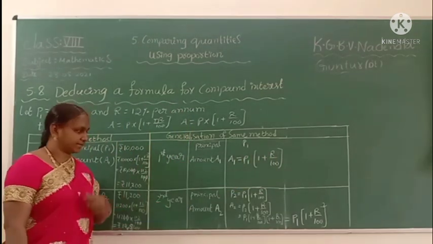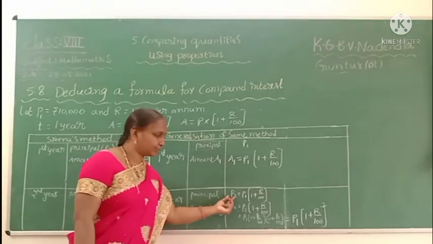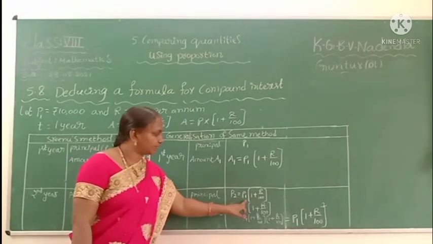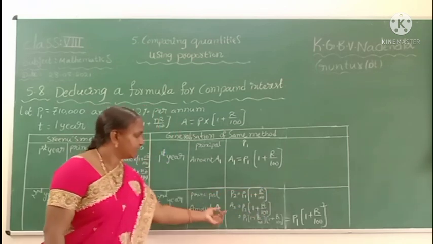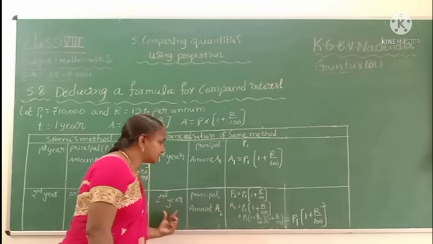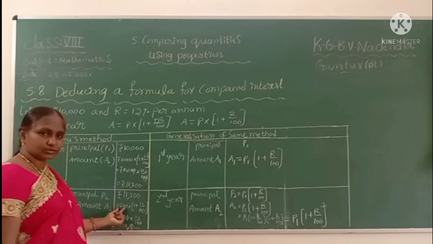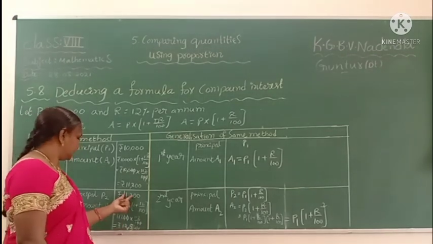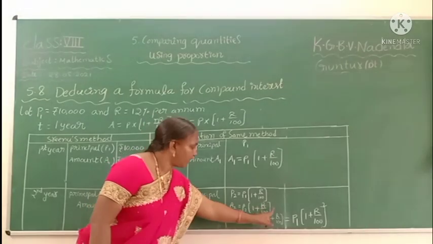Okay. For the second year principal, second year principal we say P2, that equal to P1 into 1 plus R by 100. Here A2. A2 is amount for the second year. A2 is equal, here what is 11,200? That is P2. Okay. P2 into 1 plus R by 100.